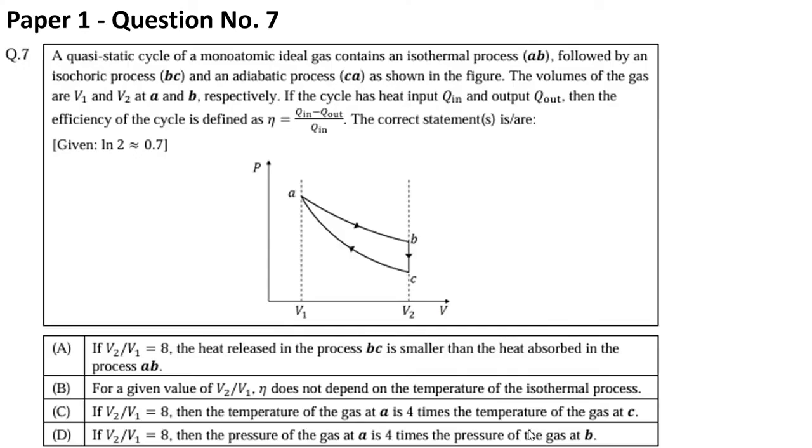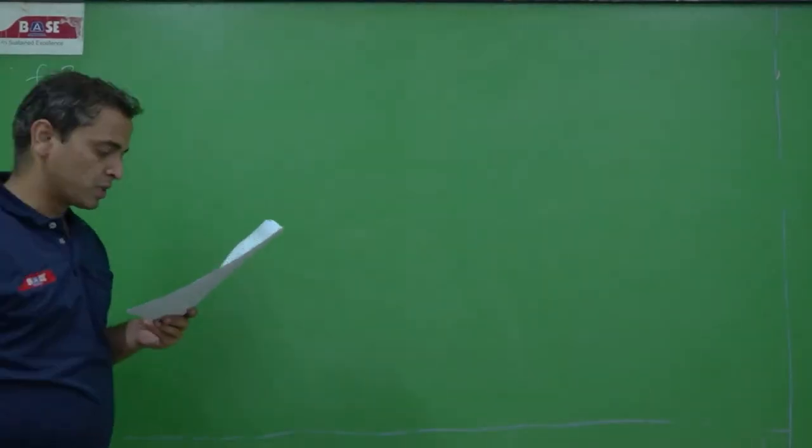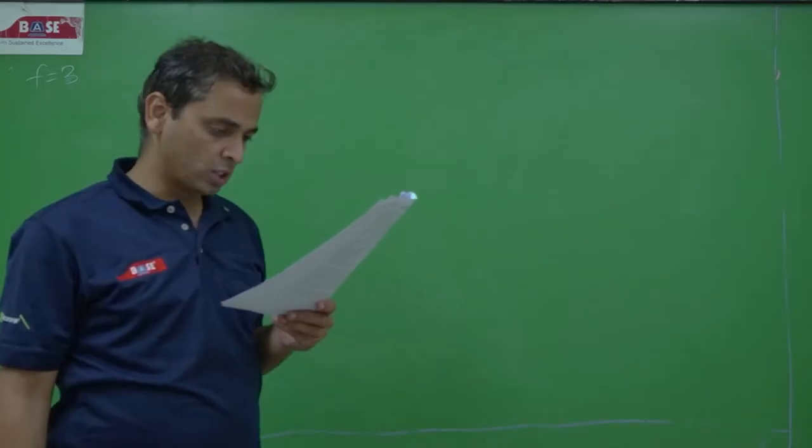Paper 1, question number 7, physics. A quasi-static cycle of monoatomic ideal gas contains an isothermal process. So first of all, they're telling us the gas is monoatomic. We know degrees of freedom will be 3. It's monoatomic. Gas contains an isothermal process AB.